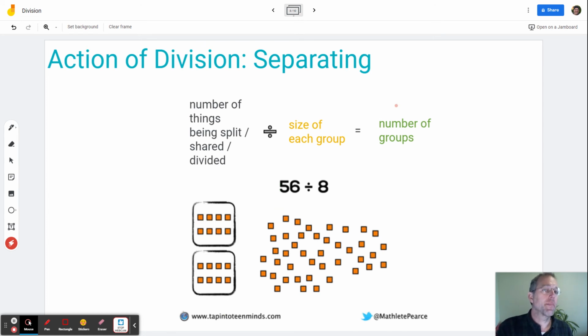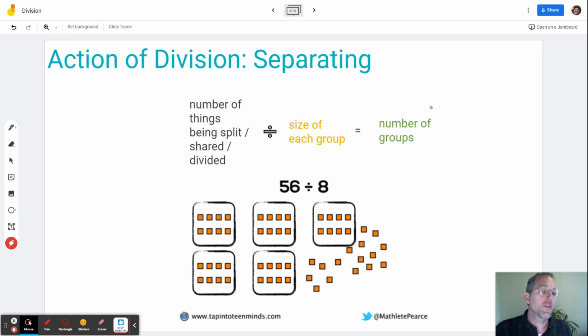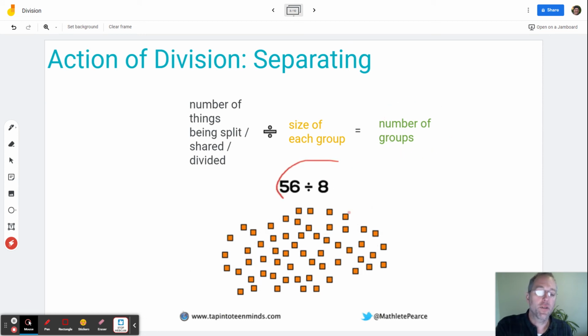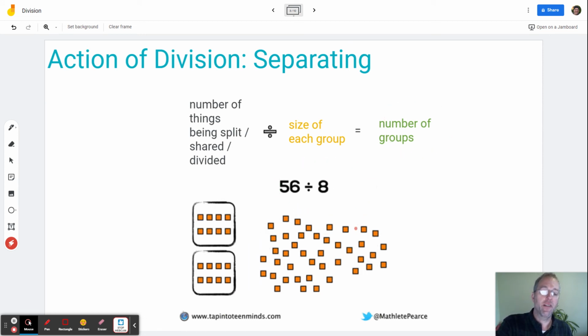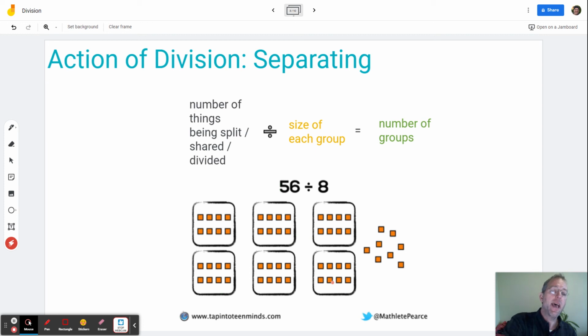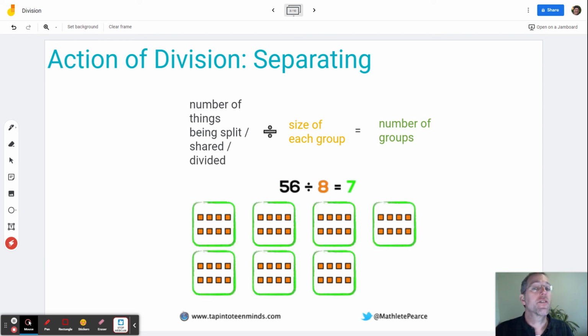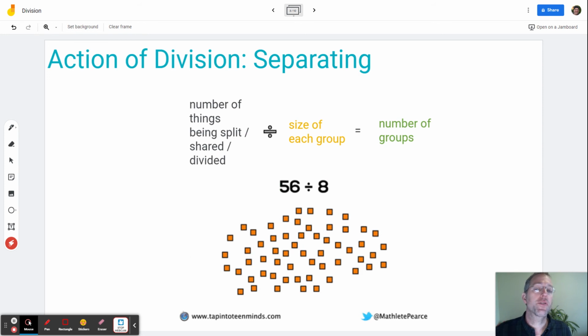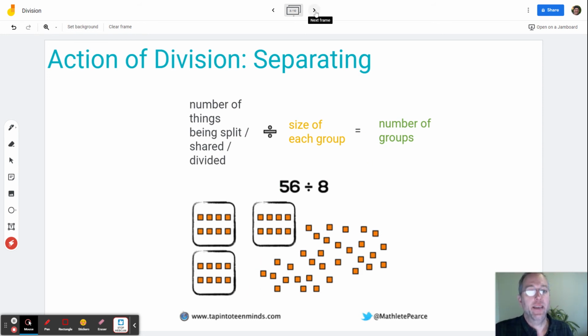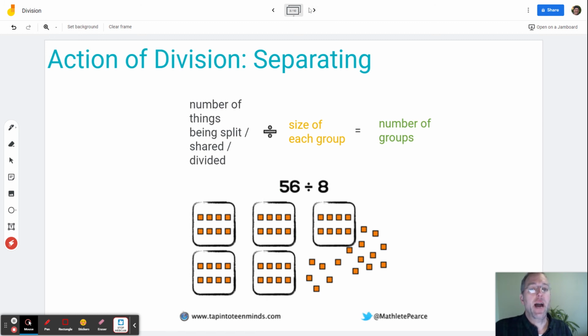That's putting a story on top of this question. 56 cards, the size of each group, 8 cards in each group. How many groups or how many hands can I deal? So the question turns out to look like this. There's our 56 cards. There's 8 cards in the first hand, second, third, 8 in the fourth, 8 in the fifth hand, 8 in the sixth hand, 8 in the seventh hand. They're all gone. 7 different groups that can form 7 hands of cards with 8 in each hand. So that's the second pattern for division.